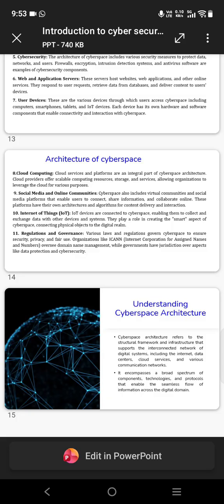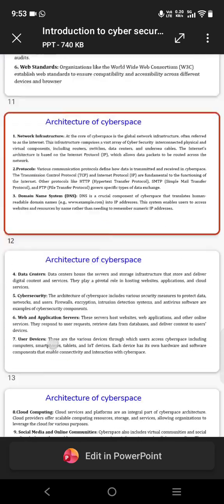Understanding cyberspace architecture in a simple way: it refers to the structural framework and infrastructure that supports the interconnected network of digital systems, including the internet, data centers, cloud services, and various communication networks. It encompasses a broad spectrum of components, technologies, and protocols which enable the seamless flow of information across the digital domain.